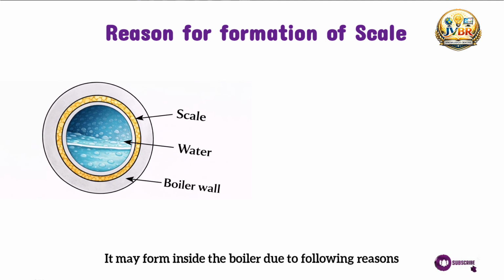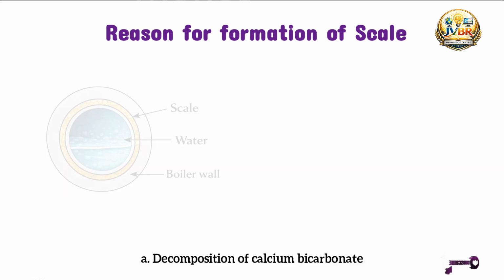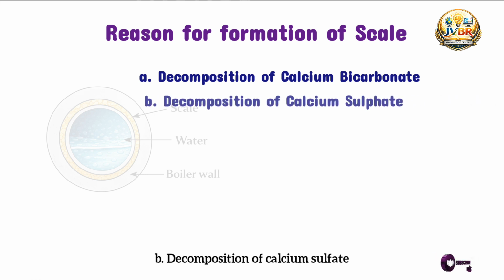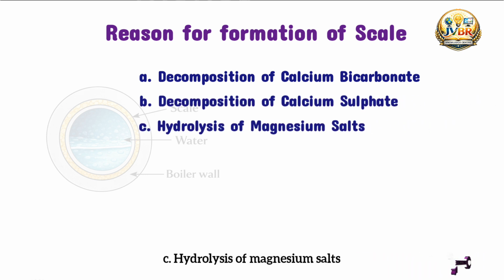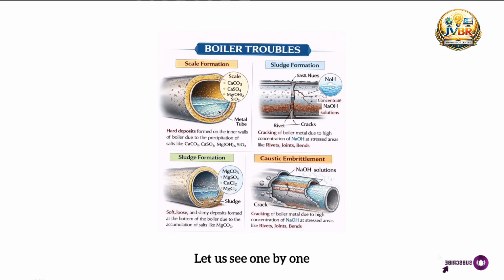It may form inside the boiler due to the following reasons. A. Decomposition of calcium bicarbonate. B. Decomposition of calcium sulfate. C. Hydrolysis of magnesium salts. D. Presence of silica. Let us see one by one.